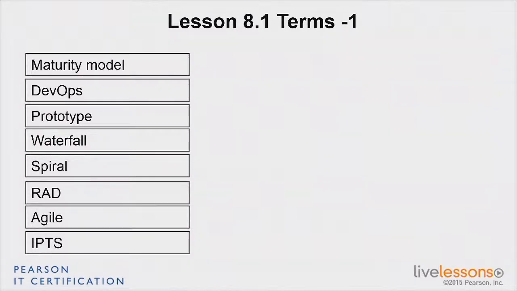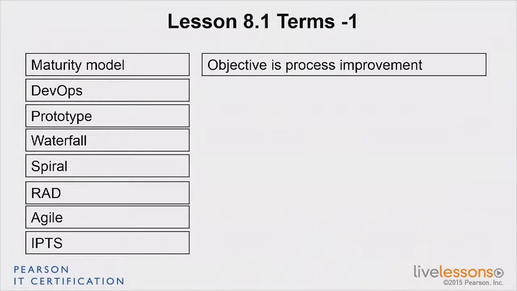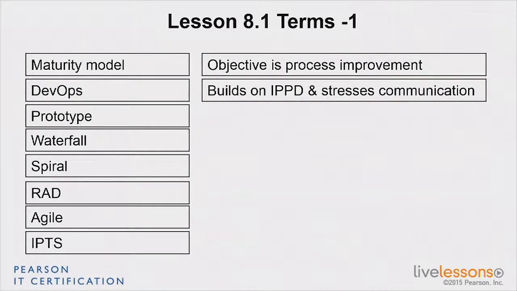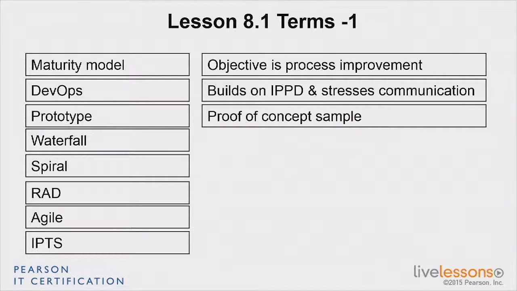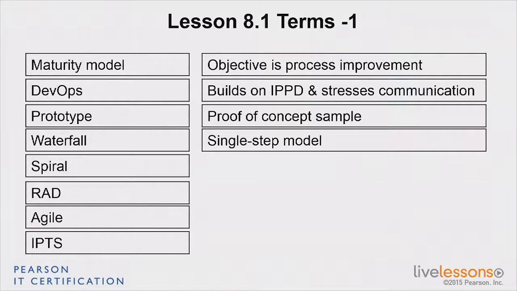All right, let's look at our 8.2 terms, our first round. Maturity model. The objective is process improvement. DevOps builds on the IPPD, and it stresses communication and collaboration between teams. A prototype is a proof of concept sample. Waterfall was a single-step model. We have to finish one stage before we go to the next.